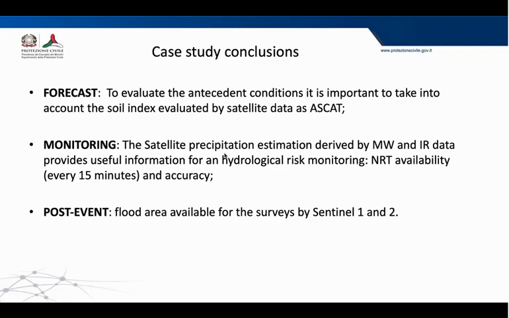The estimations from satellite are available in near real time, every 50-60 minutes, with an accuracy of around 3 kilometers. So it is compatible also with convective events and not only stratiform precipitation events. As post-event, satellite can still help us because flood maps are available from Sentinel-1 and Sentinel-2, and so they can help to understand which areas were most affected by the floods.